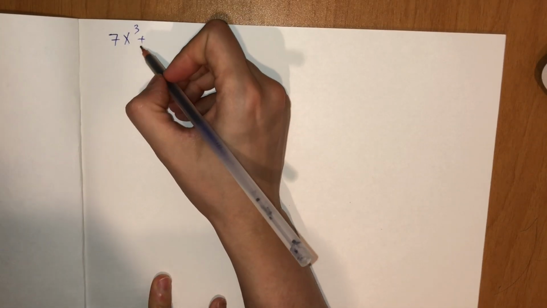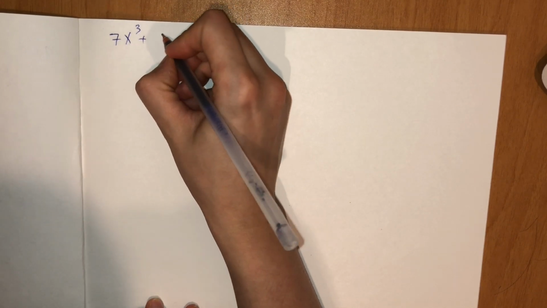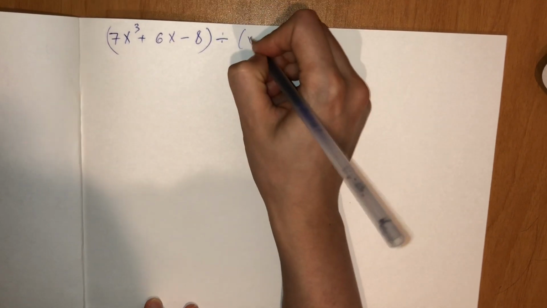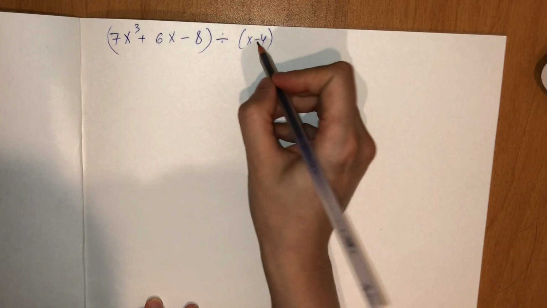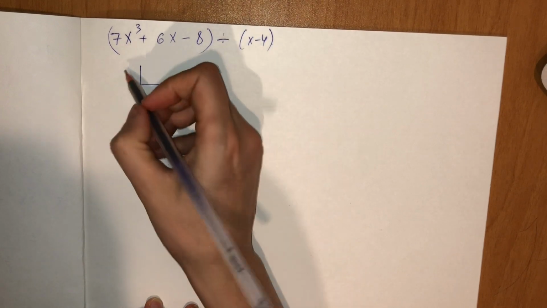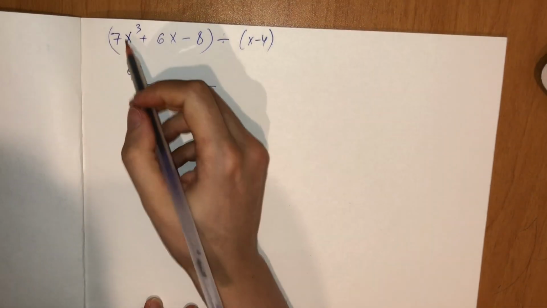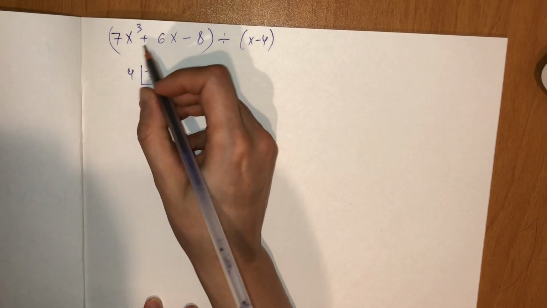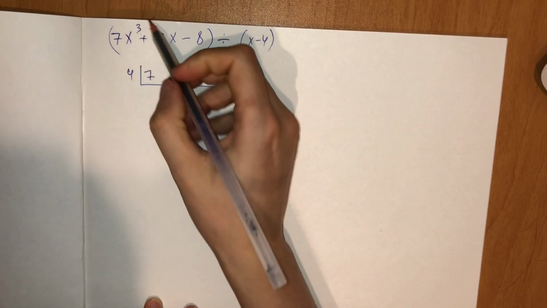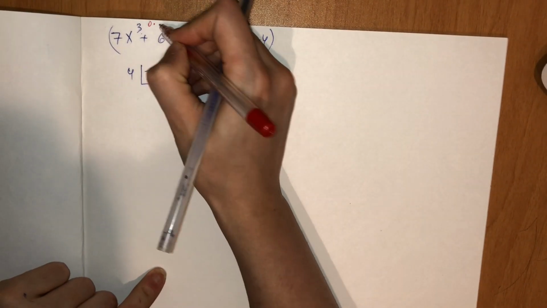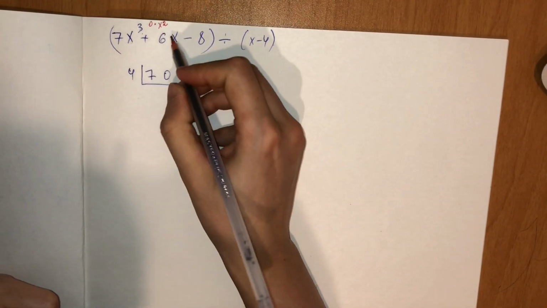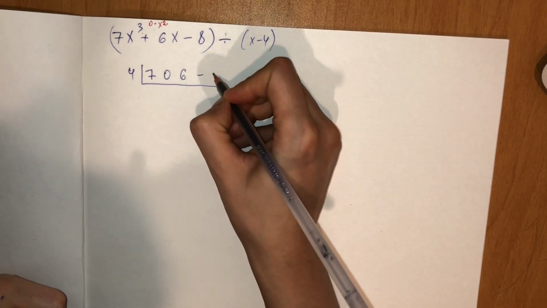So, example: 7 times x cubed plus 6 times x minus 8, divided by x minus 4. Positive 4 should be written right down here, and the coefficients: 7. What is the coefficient of x squared? It is 0. Yes, here we have 0 times x squared. So we should write down here 0, positive 6, and negative 8.